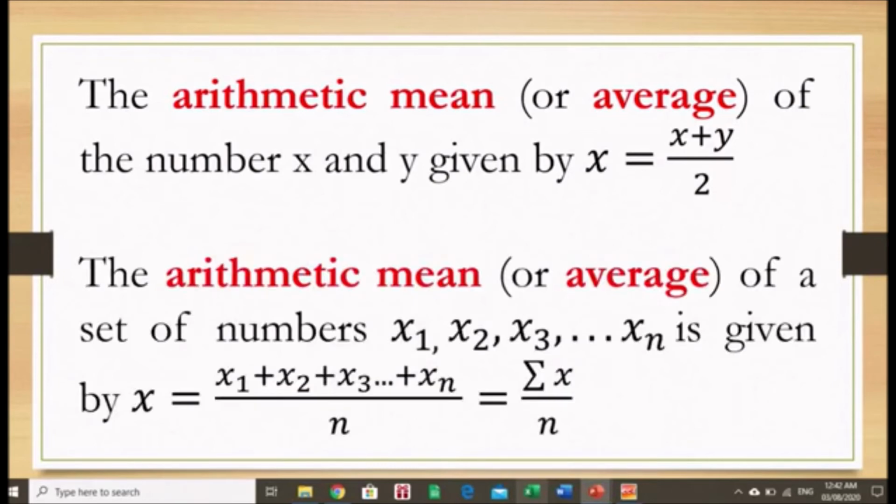Now, for the arithmetic mean or average of a set of numbers, say x sub 1, x sub 2, x sub 3, until x sub n, that is given by the formula x sub 1 plus x sub 2 plus x sub 3 and so on until x sub n, all over n. Meaning that is equal to the summation of x's all over n. So if there are 10 numbers or 10 terms, then you have to divide by 10 also.